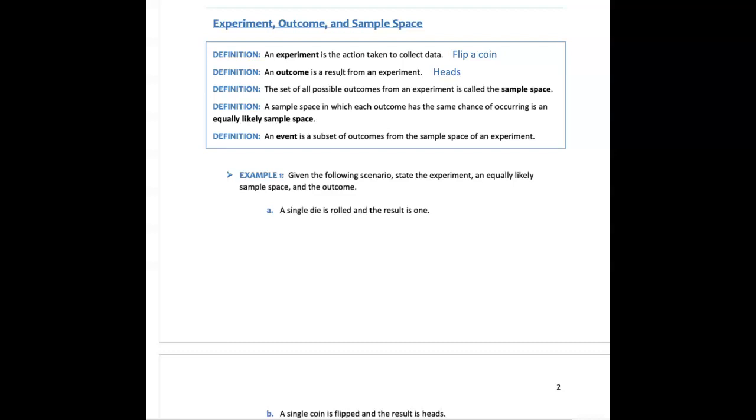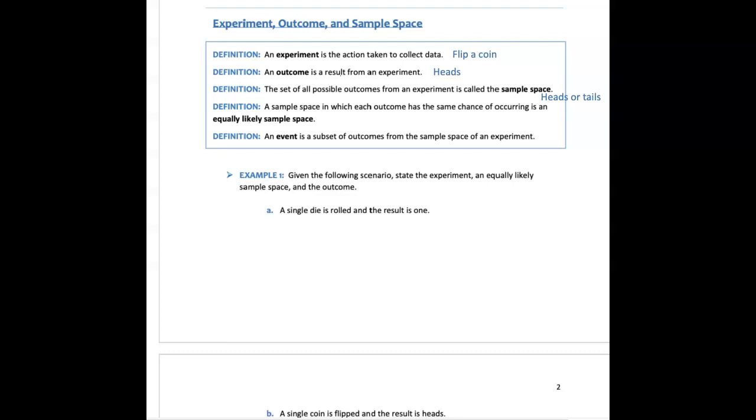The set of all possible outcomes is called the sample space. To continue with the flip a coin, your sample space would be heads or tails, right? Those are the two possible things that can happen when you flip a coin. A sample space in which each outcome has the same chance of occurring is called an equally likely sample space. Here I will have to give you two examples. An equally likely sample space is flipping a standard unweighted coin, because it's equally likely that it will land on heads or land on tails.